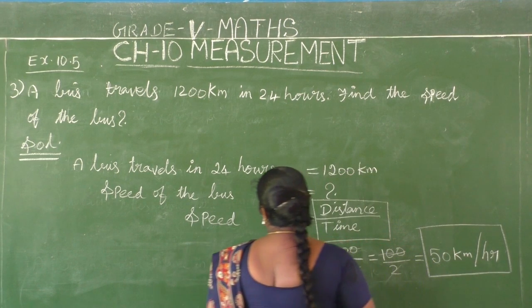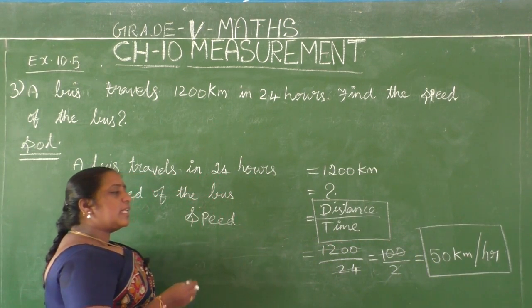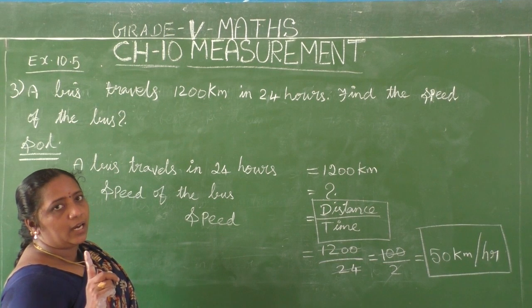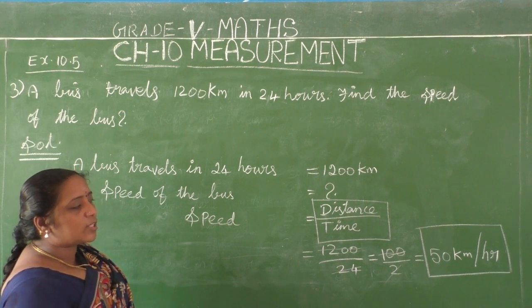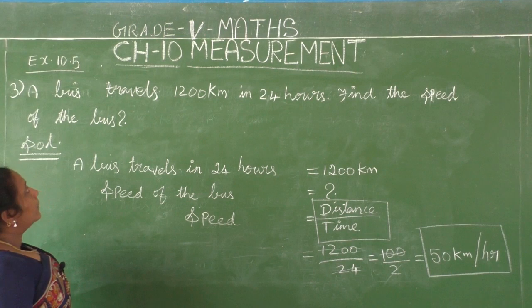What is the speed of the bus? Speed of the bus is 50 kilometer per hour. Per hour means 1 hour. 1 hour speed is 50 kilometer. Okay.